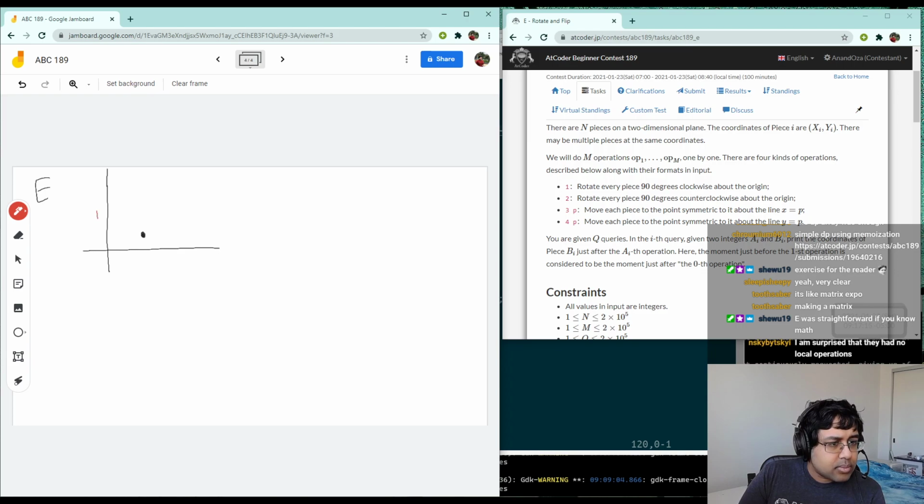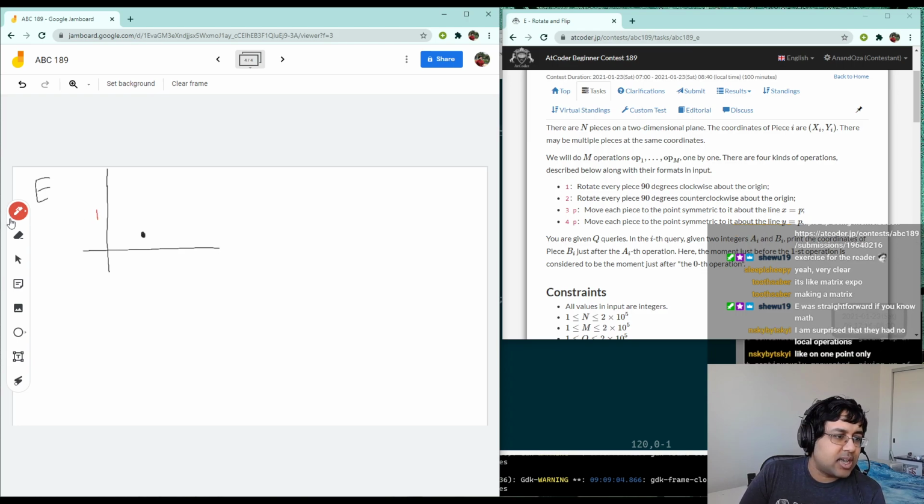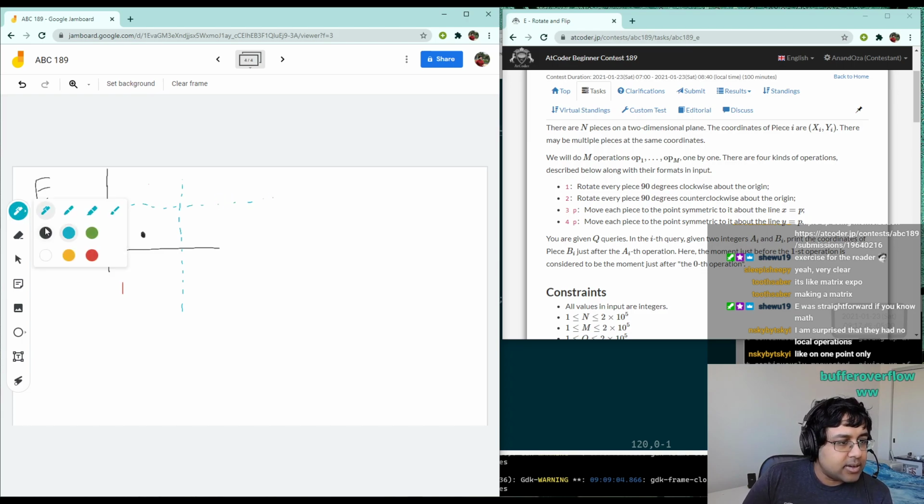So that would take you, oh, whoops, actually, definitely got to make sure you don't mix up clockwise and counterclockwise. So the second operation would take you here. The first operation would take you here. And then let's just say that this is our line x equals p, and this is our line y equals p. Then the third operation would take you here, and the fourth operation would take you here.